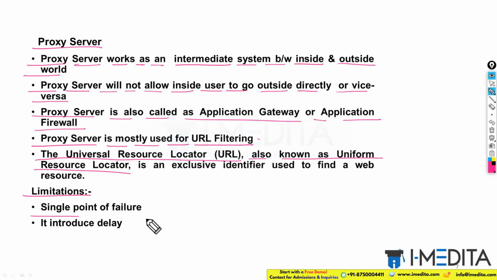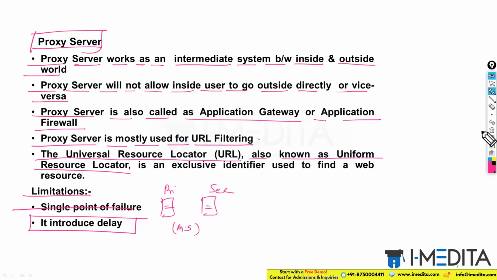Limitations can be there: single point of failure. If you are using one proxy, there can be a single point of failure. To solve this, use two proxies, primary and secondary. Single point of failure can be solved. It introduces delay. Yes, definitely there will be a delay in milliseconds. So we can't remove the delay here. But yes, we can solve the single point of failure. So this was something about the proxy server.